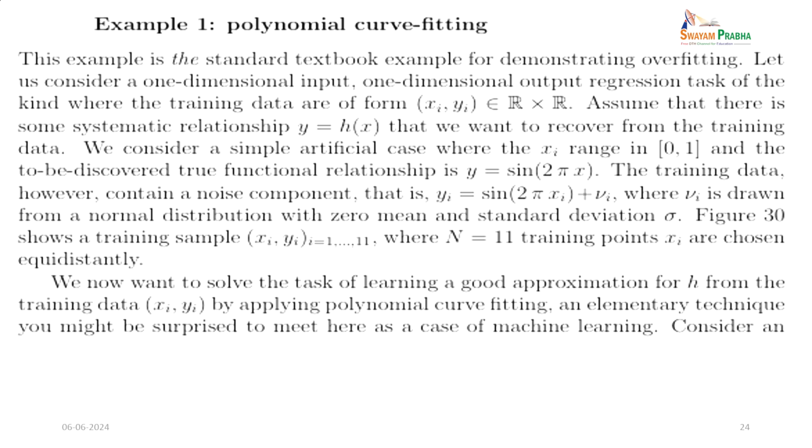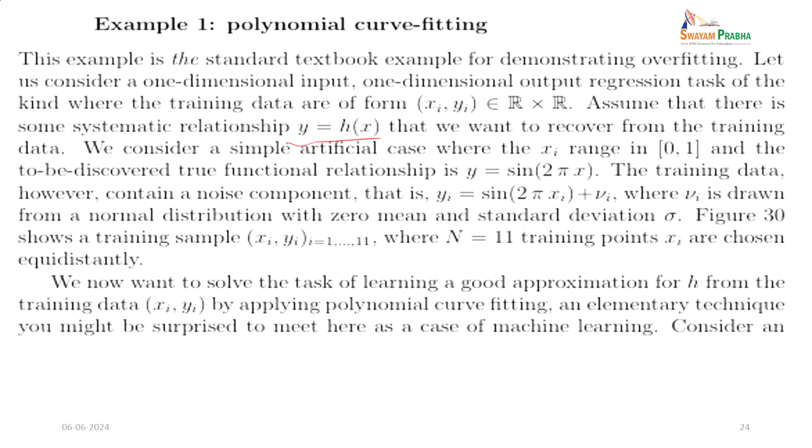Now, we have an example of polynomial curve fitting. This example is the standard textbook example for demonstrating overfitting. Let us consider a one-dimensional input, one-dimensional output regression task, where the training data are of the form xi, yi in R cross R. Assume that there is some systematic relationship y equal to h of x that we want to recover from the training data.